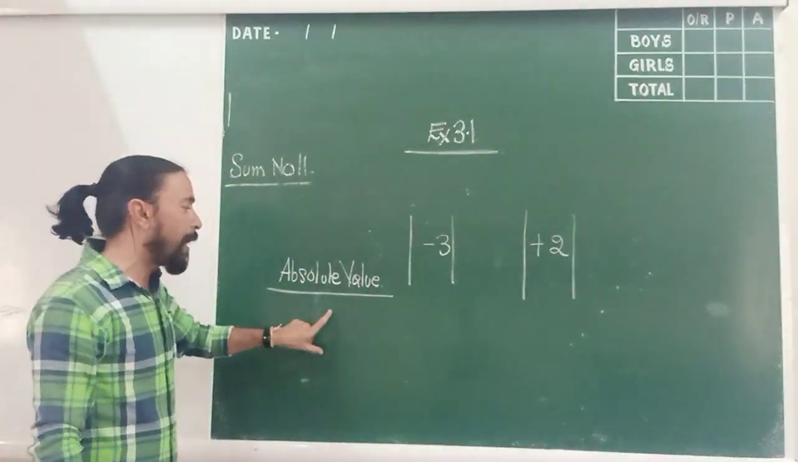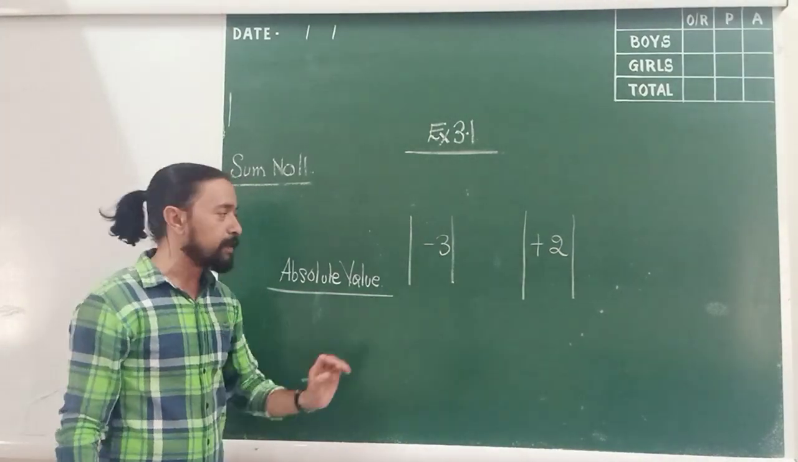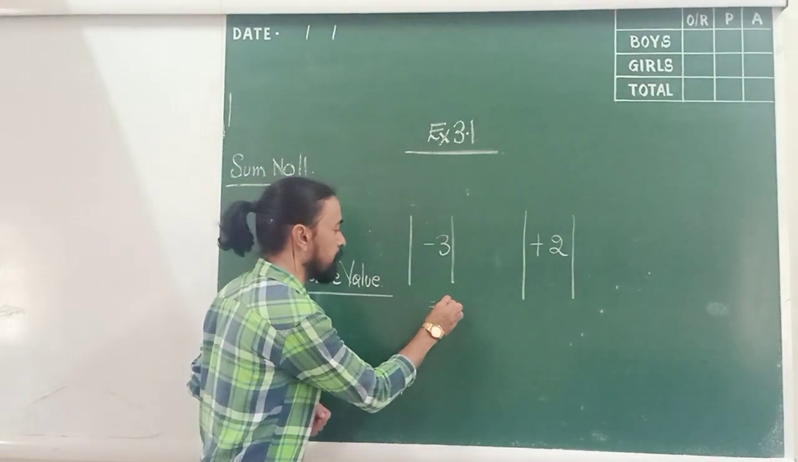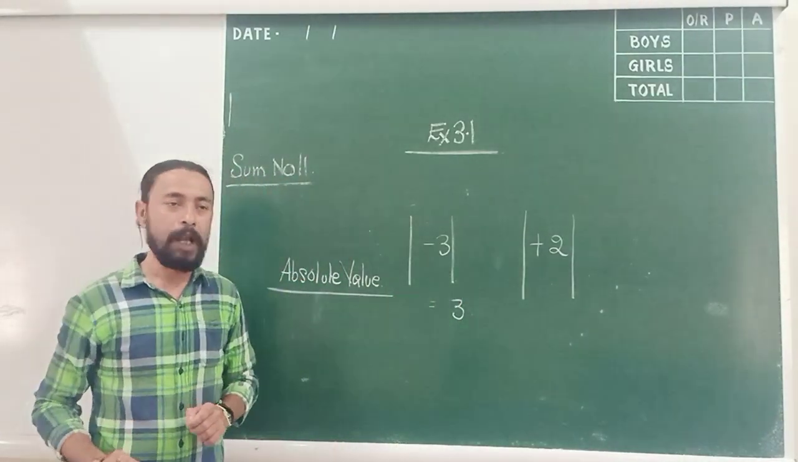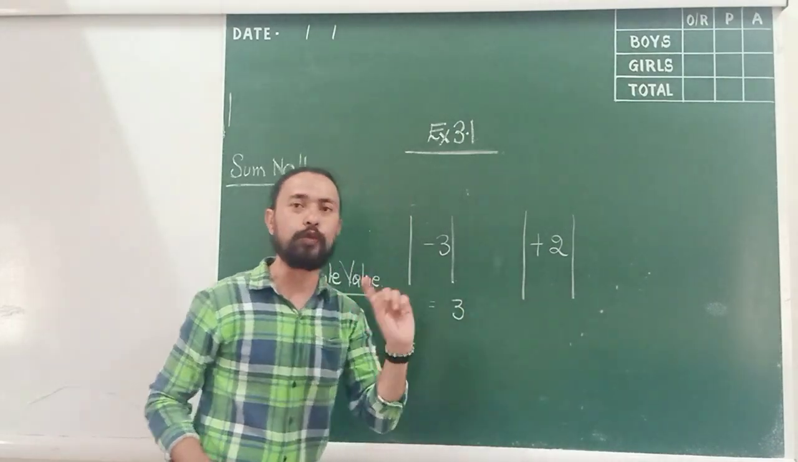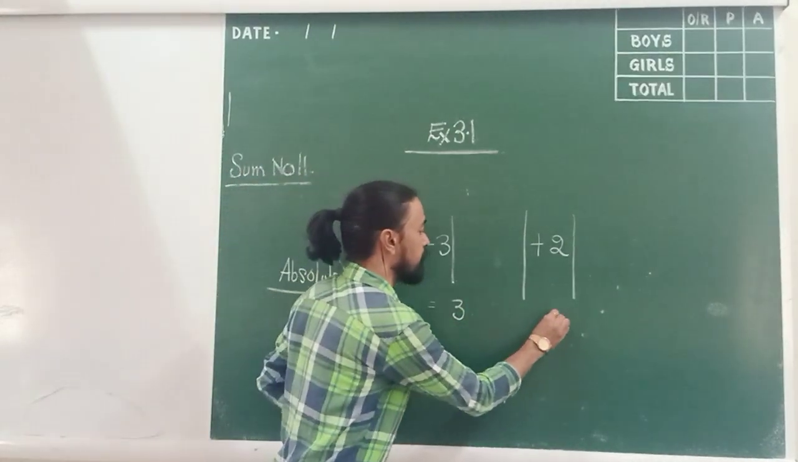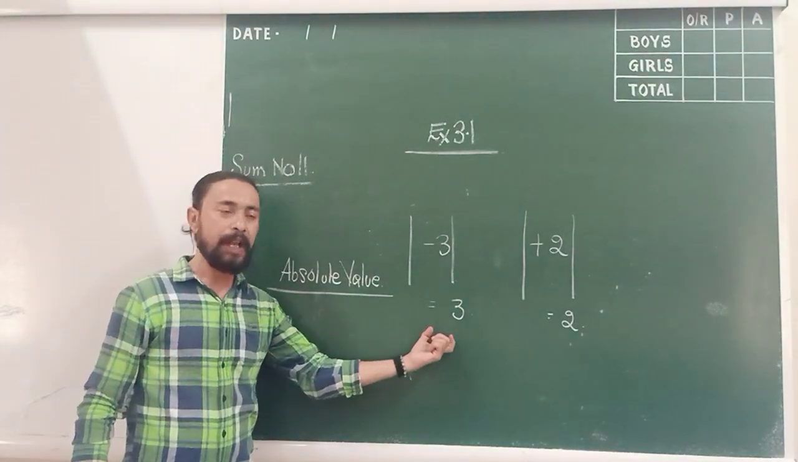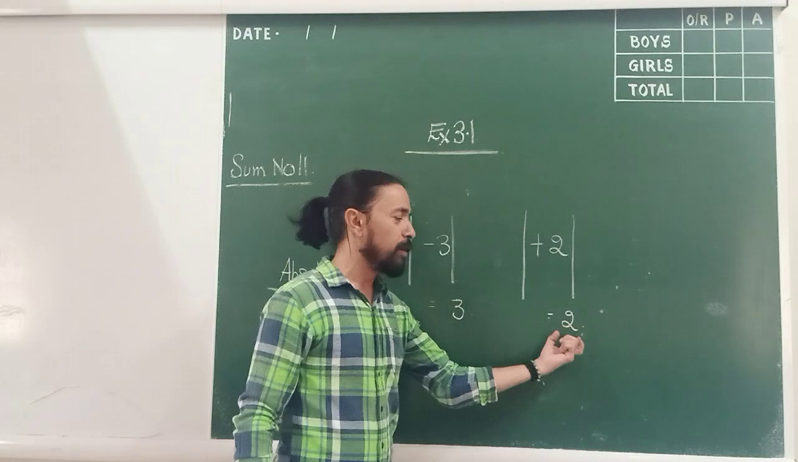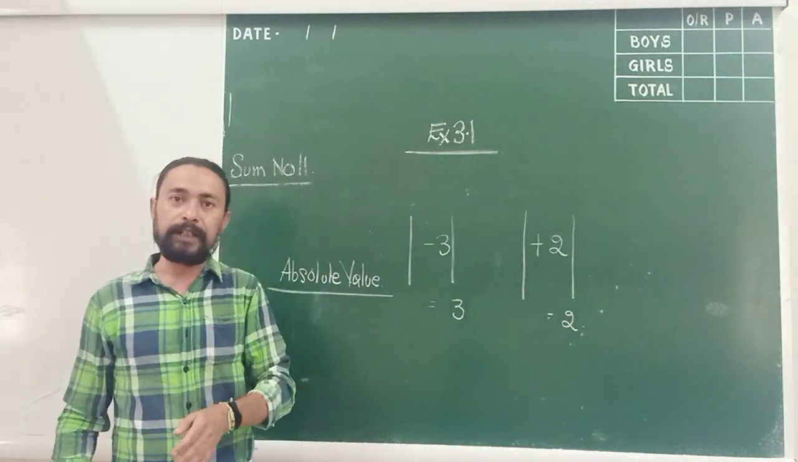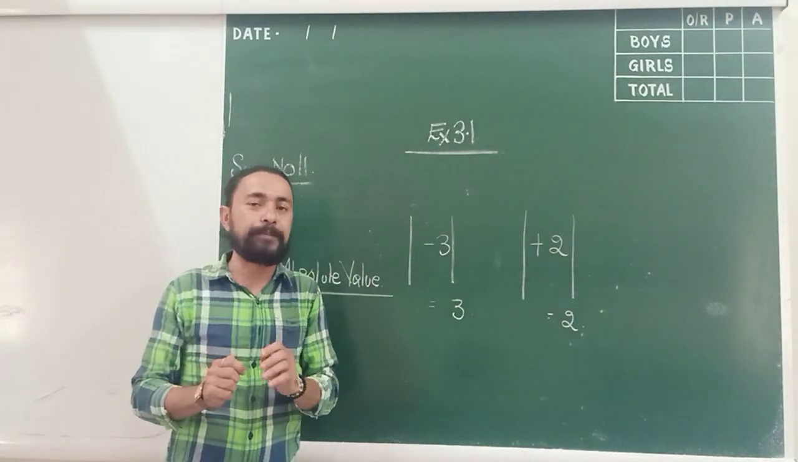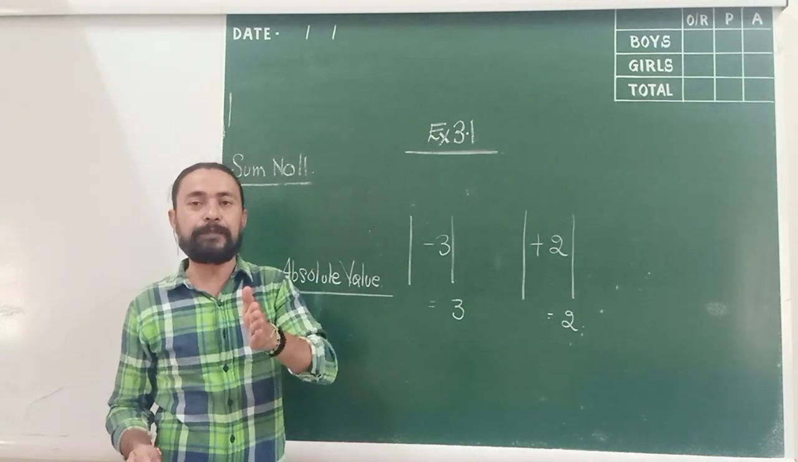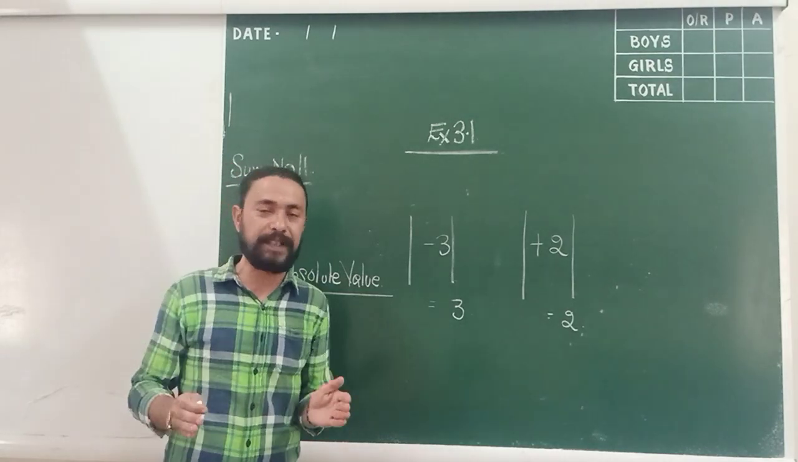What does absolute value mean? Absolute value means how many places is minus 3 away from 0? The answer is 3. How many places is plus 2 from 0? The answer is 2. So the absolute value of minus 3 is 3 and the absolute value of plus 2 is 2. Similarly, if I tell you to find the absolute value of plus 7, it will be 7. And similarly, the absolute value of minus 7 will also be 7.